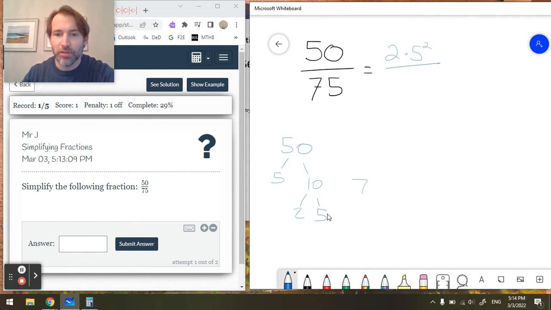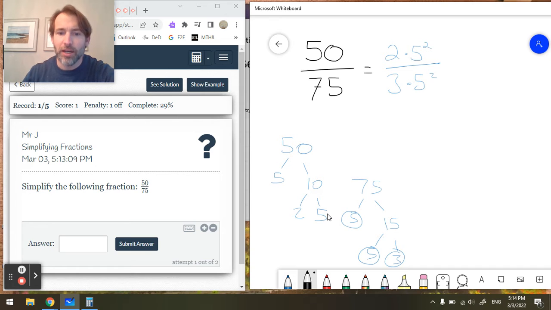Well, 75 has a factor tree too. That's divisible by 5, and if I divide this by 5, I get 15. That's a weird way to break it down. I would probably break the 3 out first. 15 gives me 5 and 3. So this also has a 5 squared in it, but it has a 3. So this is 3 times 5 squared.